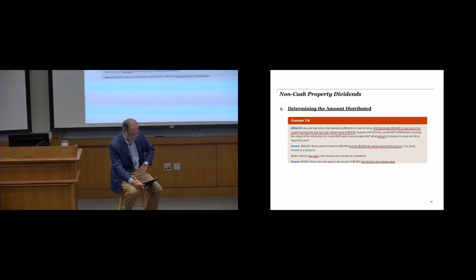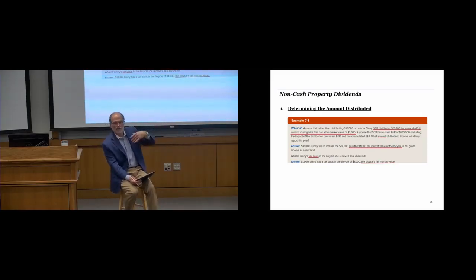The answer is $16,000. Jeannie would include $15,000 plus the $1,000 fair market value of the bicycle in her gross income as a dividend. As on the prior slide, all value going out of the corporation received by the shareholder would be the amount distributed. And then I go through what we went through in the first part of class: do I have E&P to support that?